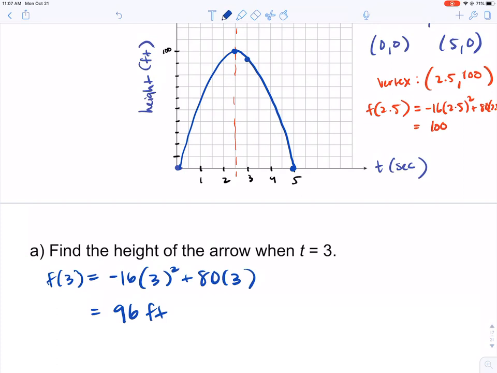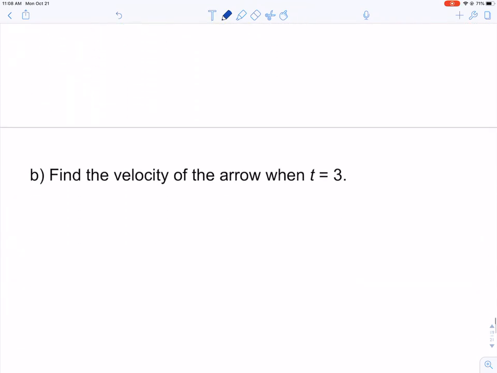So that would be around here. Right, that would be the point 3 comma 96, which maybe does not look that accurate on my sketch, but 3 comma 96 is a point on the graph. It represents the height of the arrow after 3 seconds.